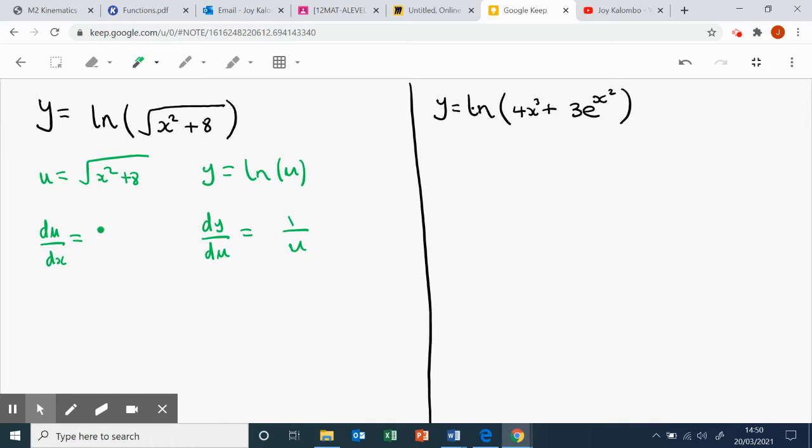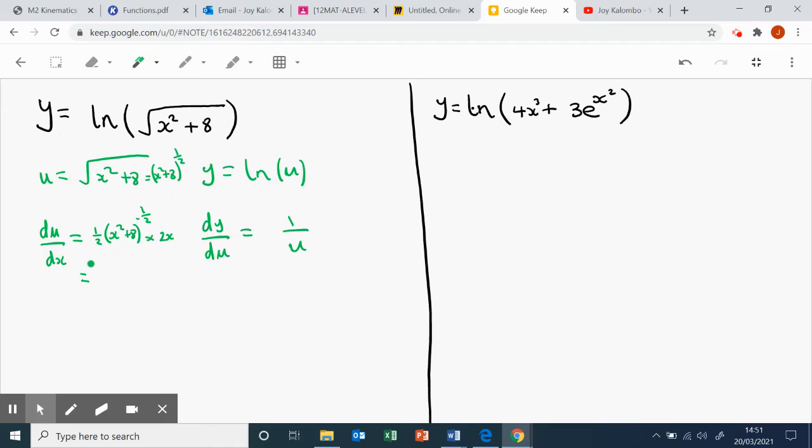And differentiating that, well, remember that this square root of x squared plus 8 is the same thing as x squared plus 8 to the power of a half. So that becomes a half times x squared plus 8 to the power of minus a half. And then you multiply that by the differential of the x squared plus 8, which is 2x. Again, this will make a lot more sense with one of my previous videos, which I will put in the description below.